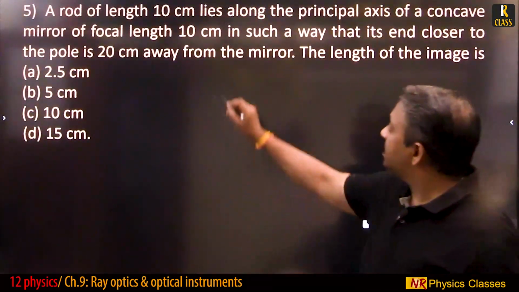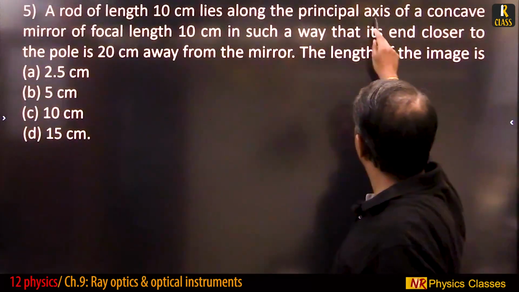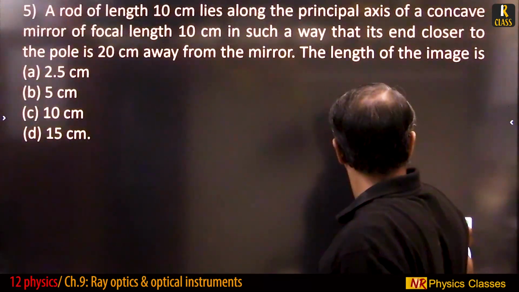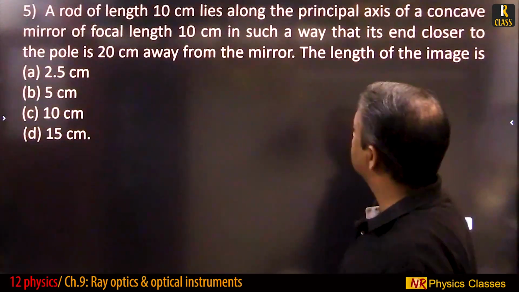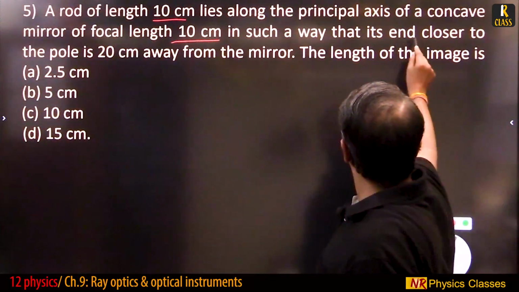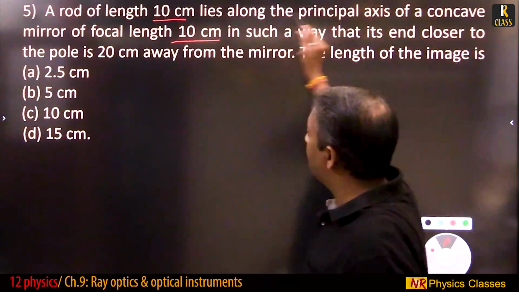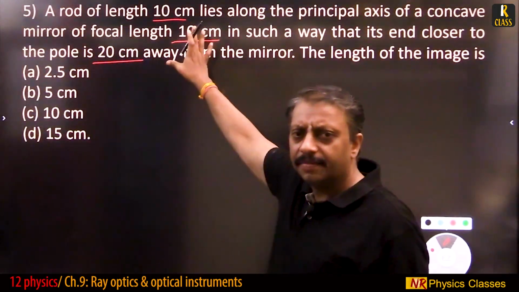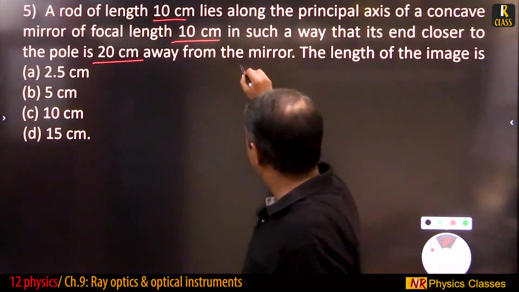A rod of length 10 cm lies along the principal axis of a concave mirror of focal length 10 cm, in such a way that its end closer to the pole is 20 cm away. Understand the statement. Construct the diagram.